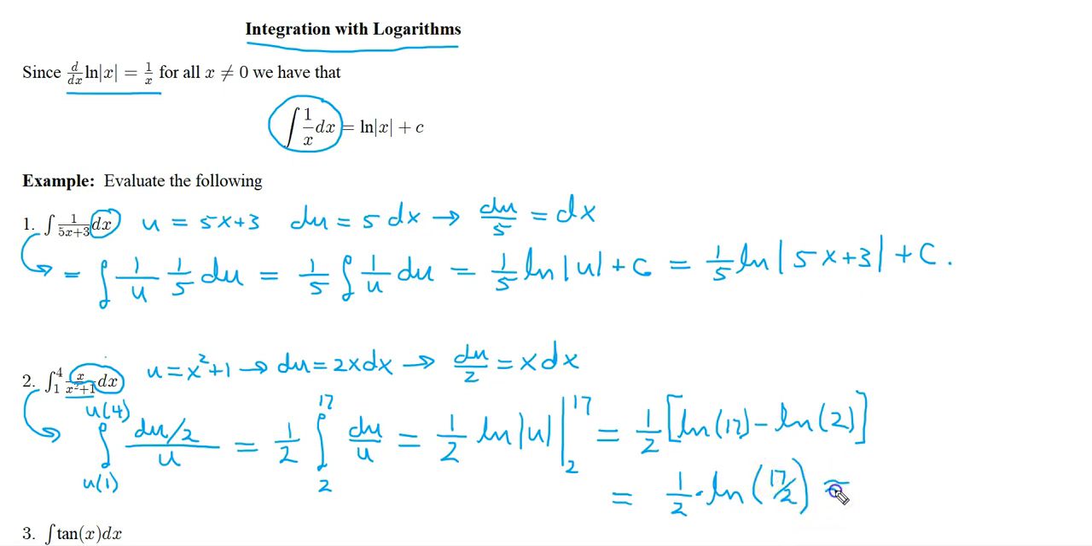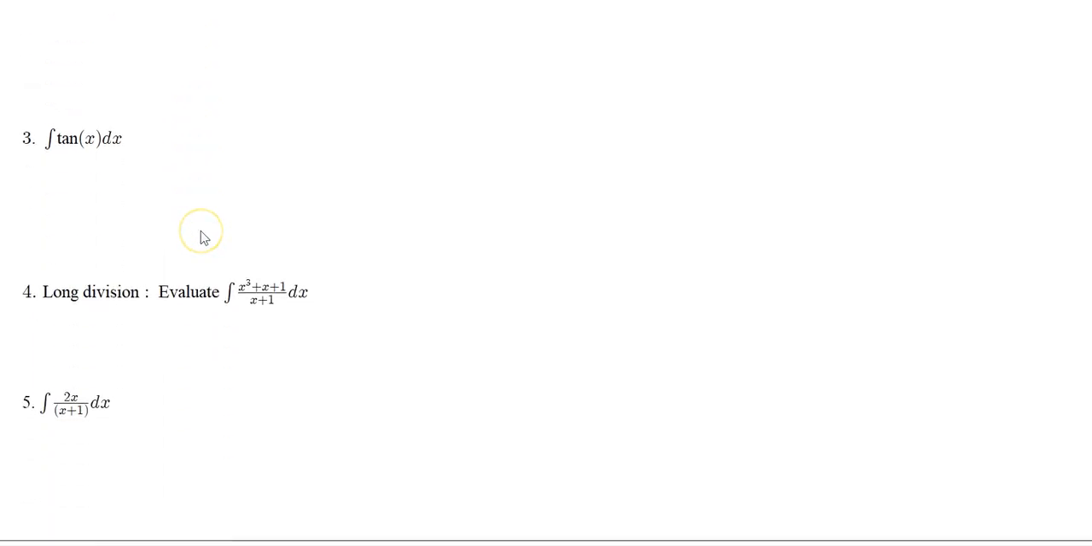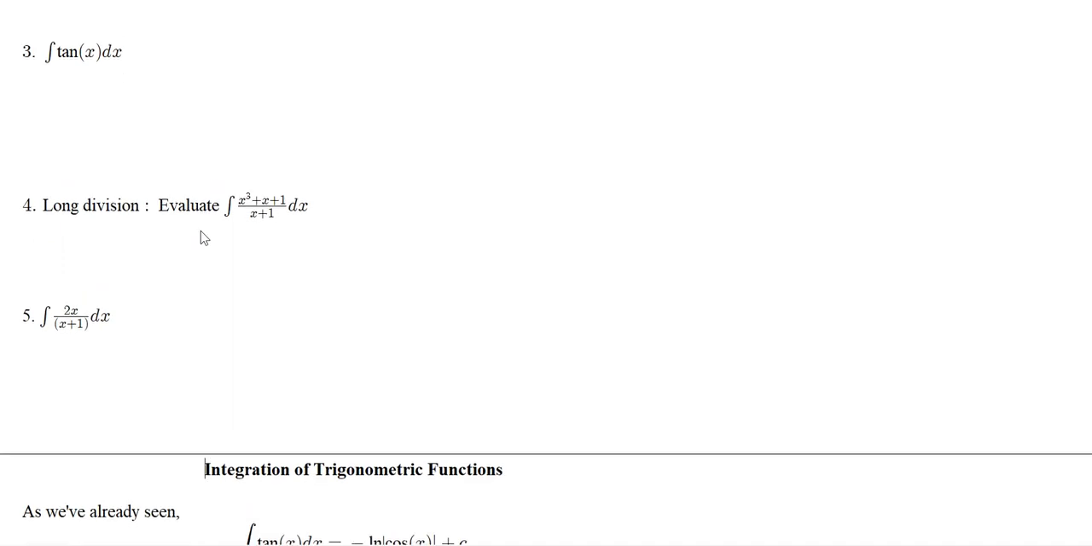And you could evaluate that on your calculator, and we get that that's approximately 1.070034. Let's round it, 33 actually. All right. Let's take a look at a few more examples now. Let's take a look at this one.